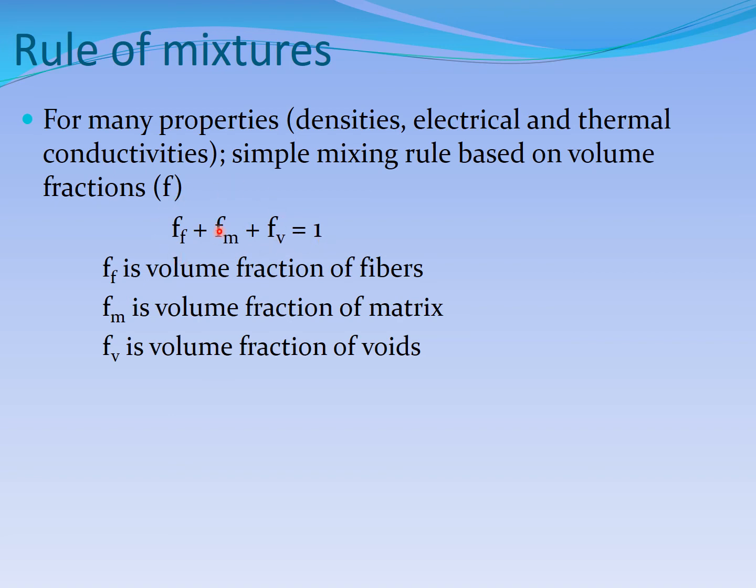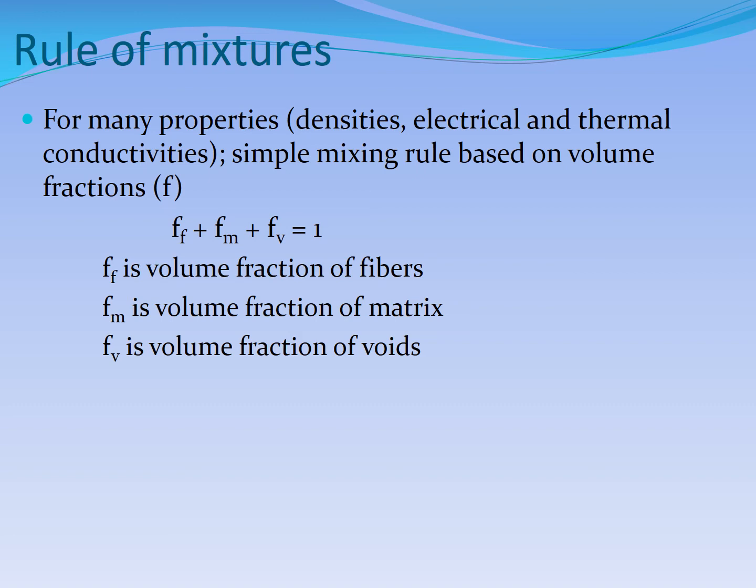So the sum of the fractions is 100%, right? 1 is 100%. FF, volume fraction of fibers. FM, volume fraction of the matrix material. FV, volume fraction of voids, right? So if there are no voids, for example, there is matrix and there is fiber and no voids, so FV will be 0.